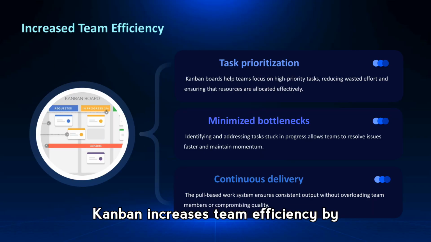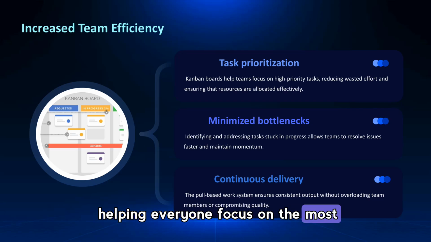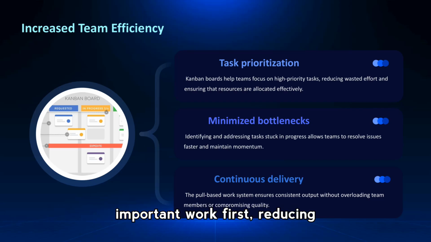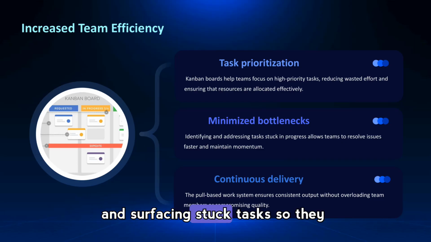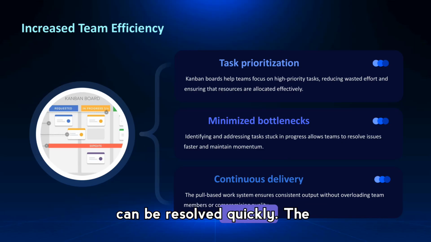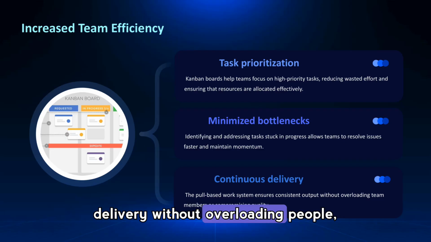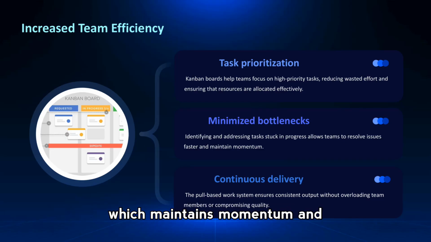Kanban increases team efficiency by helping everyone focus on the most important work first, reducing wasted effort on low-priority items, and surfacing stuck tasks so they can be resolved quickly. The pull-based system supports steady delivery without overloading people, which maintains momentum and improves predictability over time.